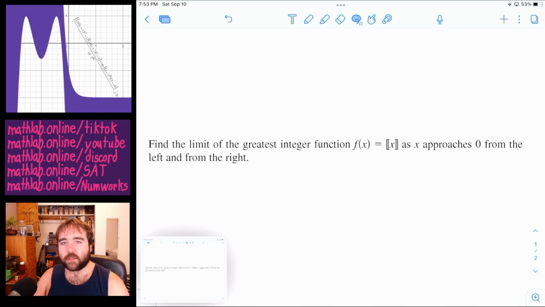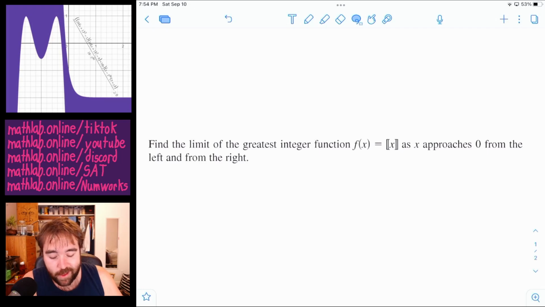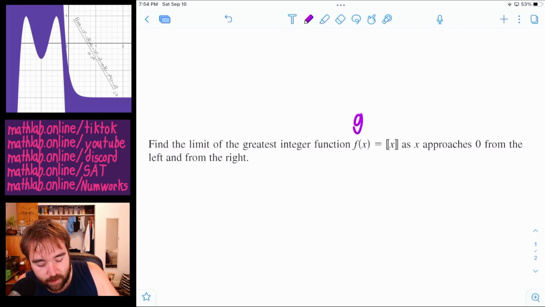So how do we do this? See how they're talking about the greatest integer function here. And I actually don't like that name. I'm going to write it down though. The name of this function, this symbol, is the greatest integer function.